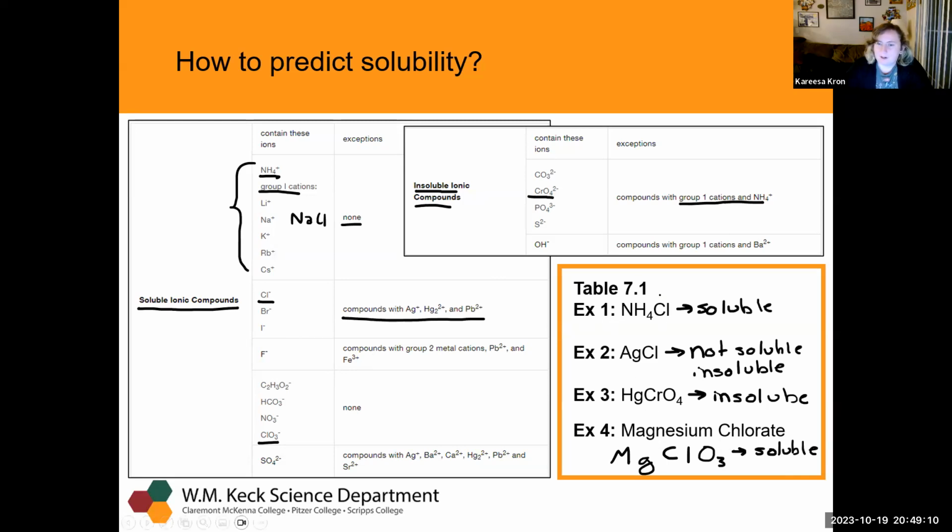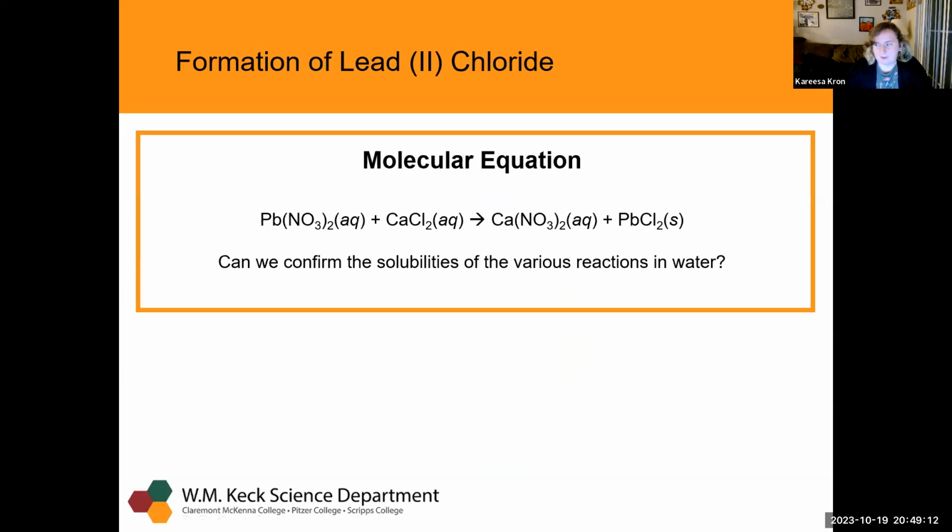So now I want to return to my example reaction from the last video, which is to say I wrote the molecular equation of lead nitrate plus calcium chloride forms calcium nitrate and lead chloride. And I want to know if I was correct in saying that lead nitrate will dissolve, calcium chloride will dissolve, calcium nitrate will dissolve, but lead chloride won't.